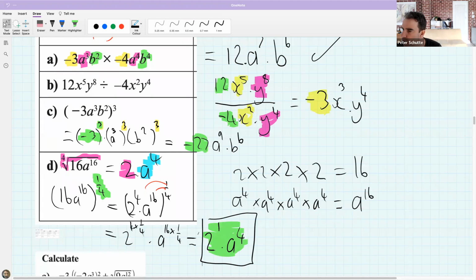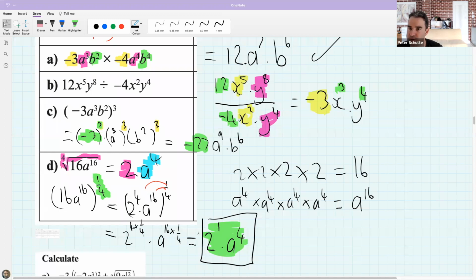Now, there was a question, can I explain B again after explaining D? So all that happened in B is I'm dividing, and so 12 divided by -4 is -3. X to the 5 divided by x to the 2, I'm subtracting the powers. So 5 minus 2 is 3, and then y, it's 8 minus 4 is the 4.